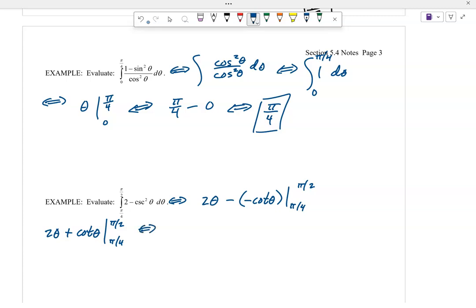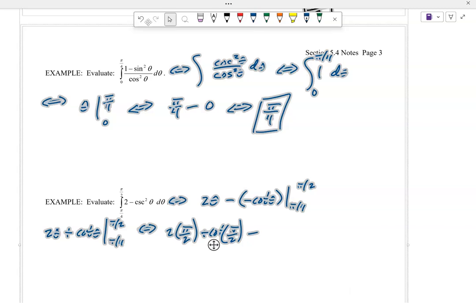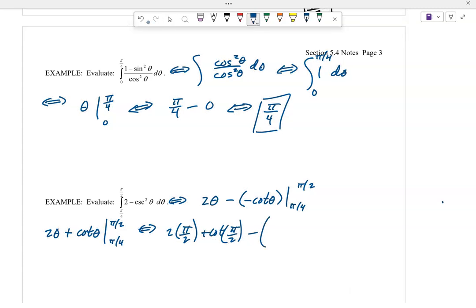So let's go ahead and throw in the pi halves. So I got 2 times pi halves plus cotangent pi halves minus, and now I'm going to throw in the pi fourths, 2 times pi fourths plus cotangent pi fourths.